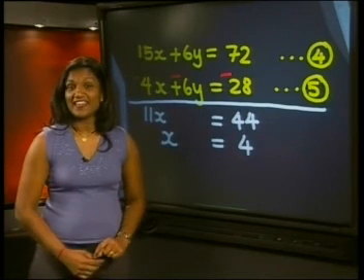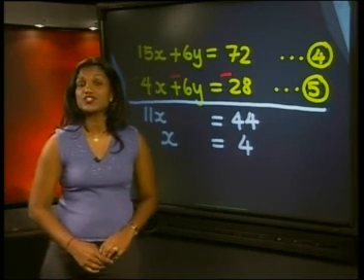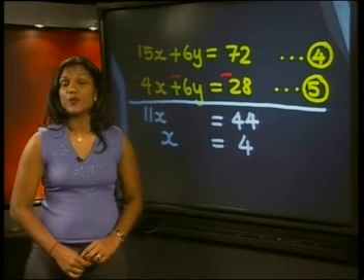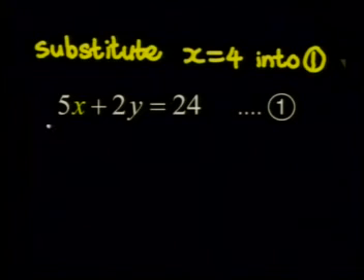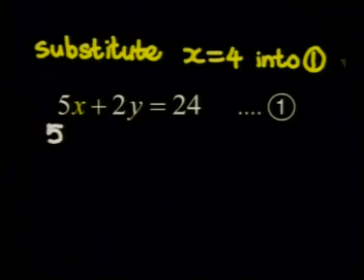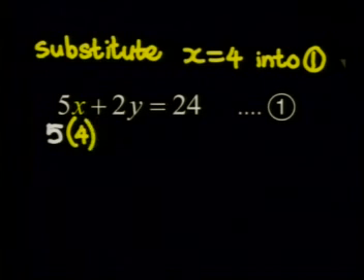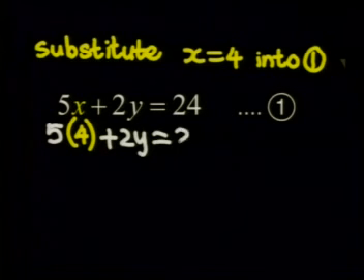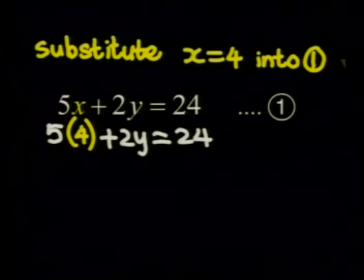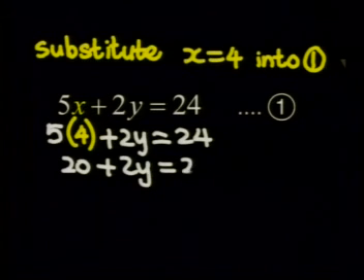We're nearly at the end. We just now need to find y. We can do this by substituting x equals 4 into any equation. If we substitute x as 4 in equation 1, we get 5 multiplied by 4 plus 2y is equal to 24. This gives us 20 plus 2y is equal to 24.